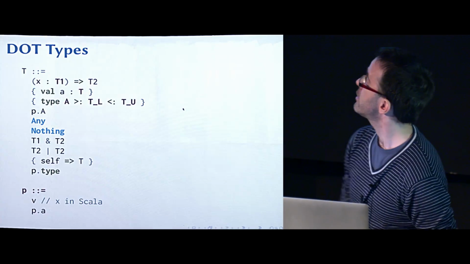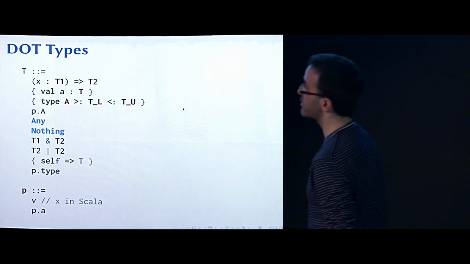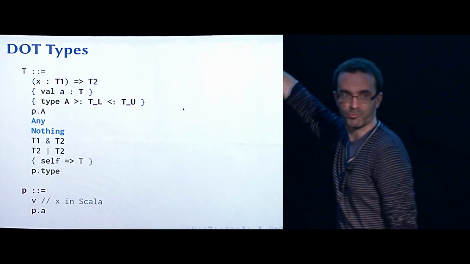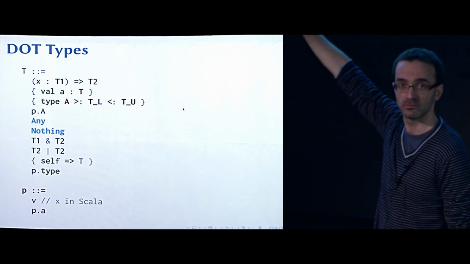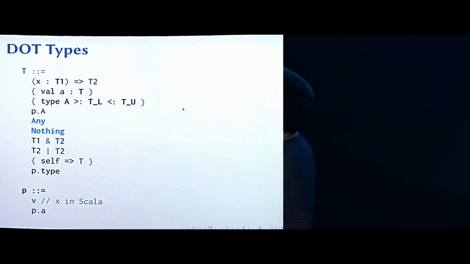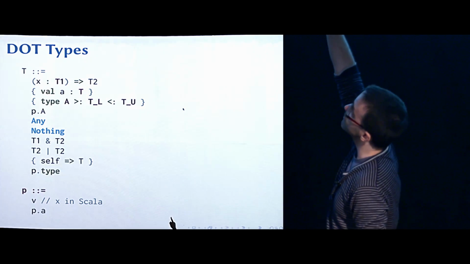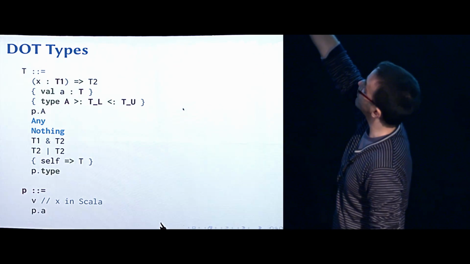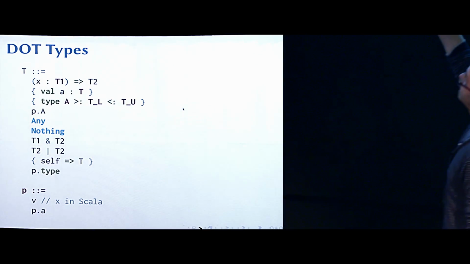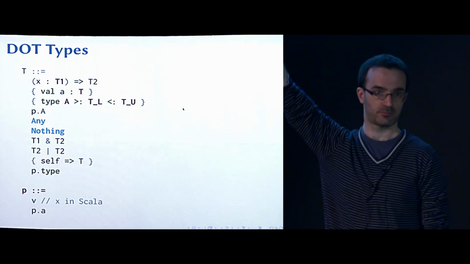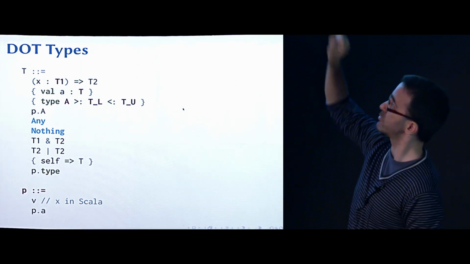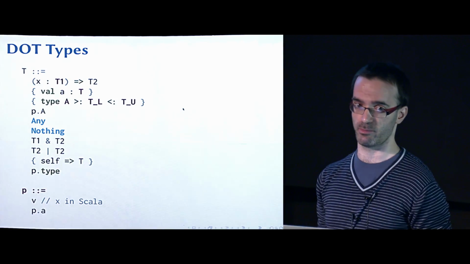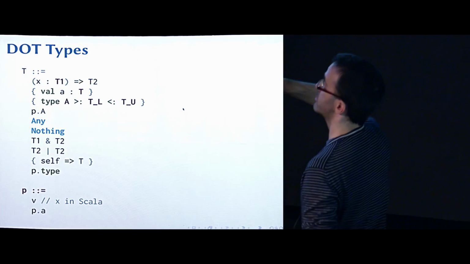So here is the grammar of types of the DOT calculus. There is a bit more work here, but still relatively small compared to the types of full Scala. We have types for functions. Those are dependent function types, as available in Scala 3. We have records containing a value member. We have records containing a type member. We can intersect those record types to obtain bigger record types with multiple members, using the intersection type.